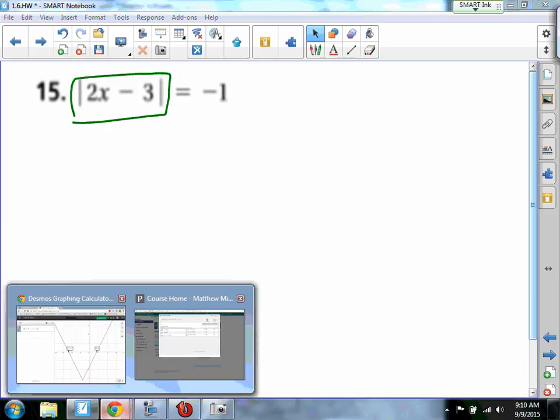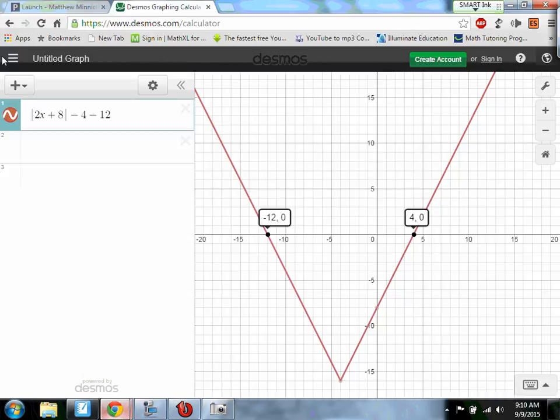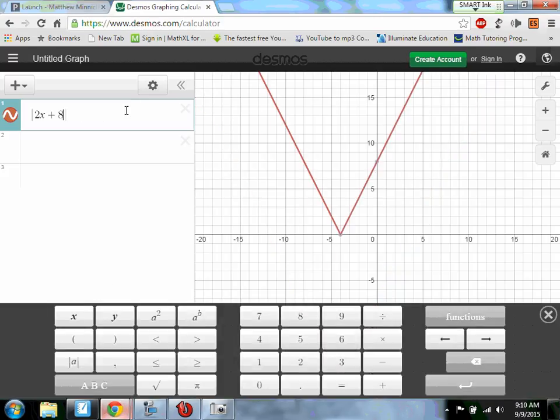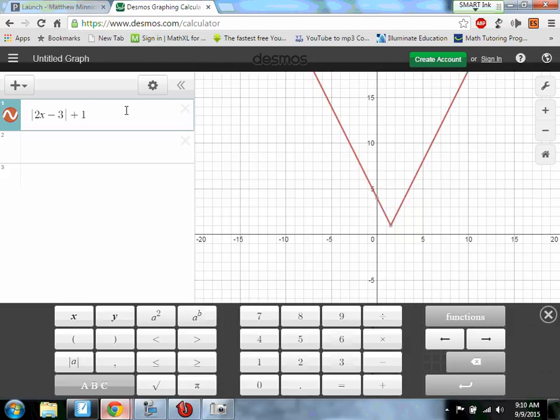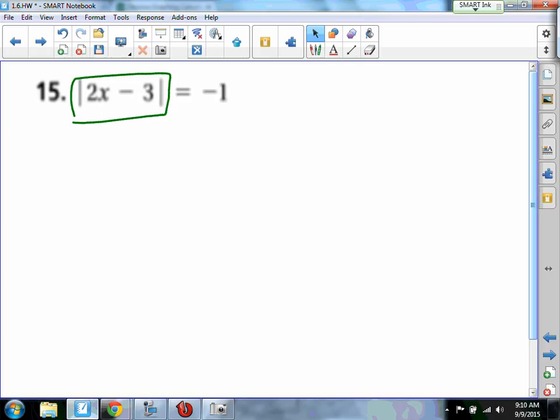If we were to try to graph number 15, what we would be graphing is the absolute value of 2x minus 3, and then plus 1. Notice what the graph looks like. The graph doesn't touch down on the x-axis. The solution of the related equation is where the graph goes through the x-axis. Well, it doesn't, so there's no solution. How are we doing? Okay. So number 15, it's no solution.